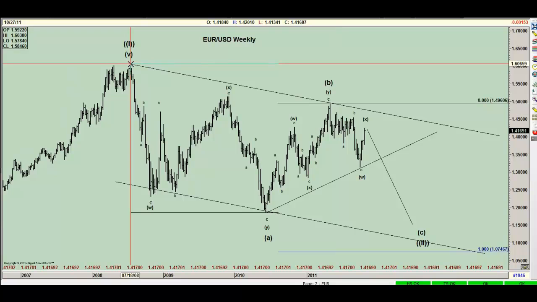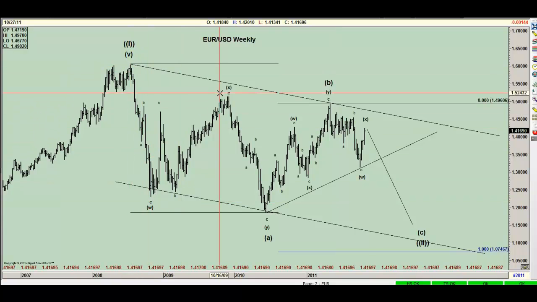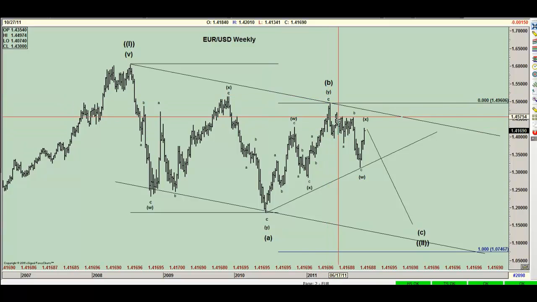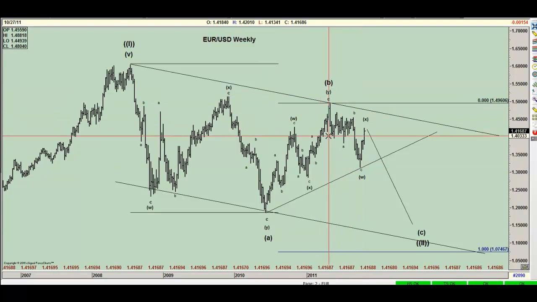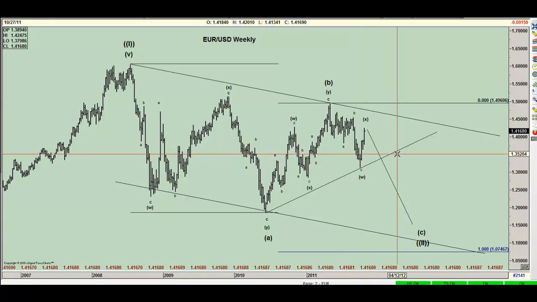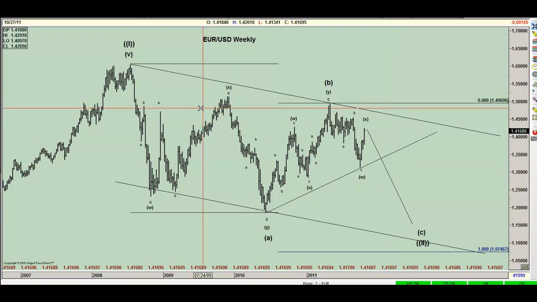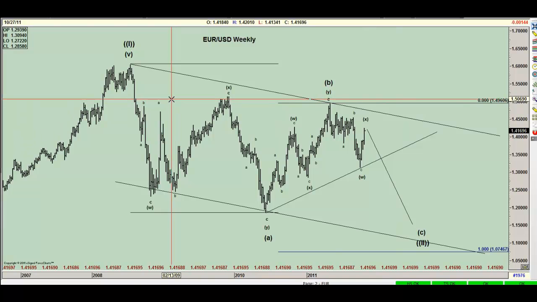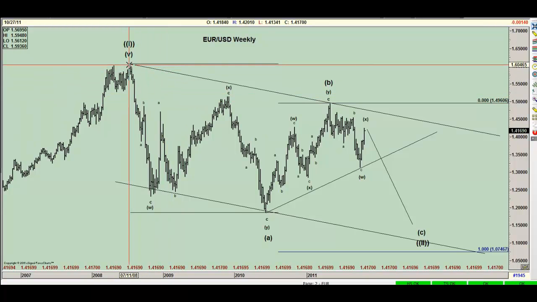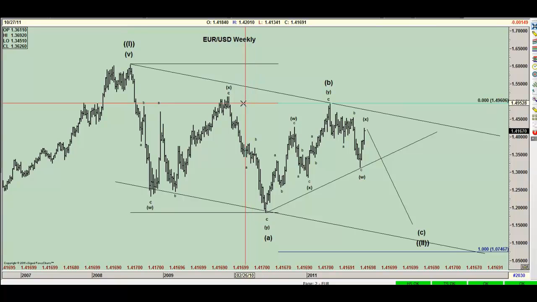Now, if you take a look at the path right here, it was very sharp. That wasn't the case right here, where the path looks corrective, and that most likely leaves you with two scenarios. The first one is the bullish one, which you can see that you are in the bullish triangle.